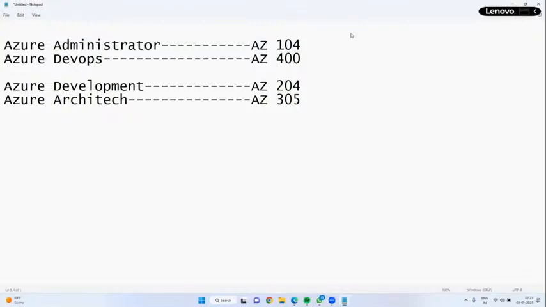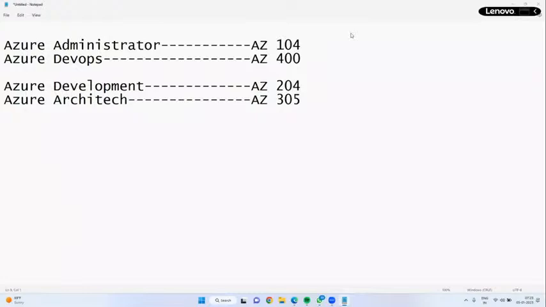Does it cover the syllabus, Azure Fundamentals 900? AZ-900 is already included in AZ-104, so you need not worry about it. Okay, thank you, sir. The syllabus: whatever content I am going to present for this course, I will display it in tomorrow's session.